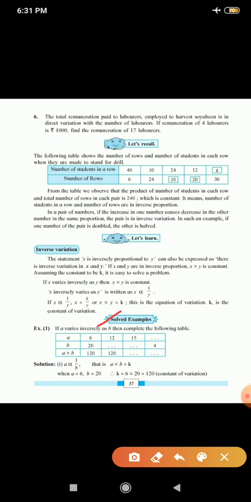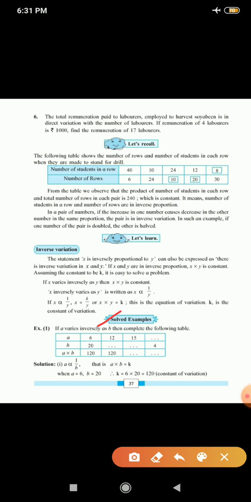If A varies inversely as B, then complete the following table. A, the values are given as 6, 12, 15 and dash. B: 20, dash, dash and 4. A into B is given to be 120. Okay, then the other values we have to find out. So let's see the solution.